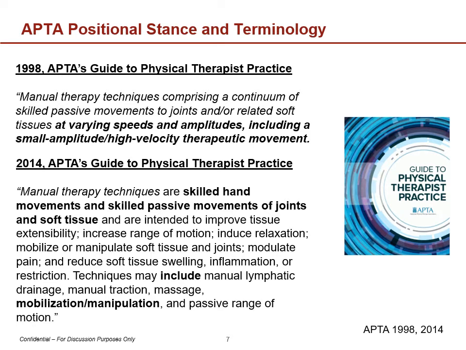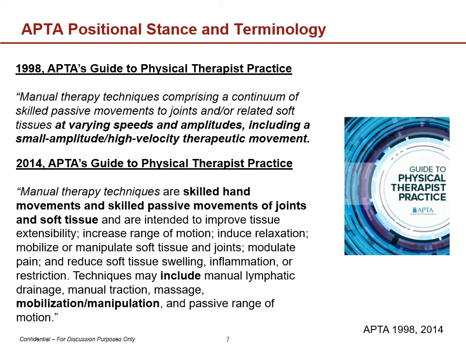Let's take a look at the APTA's positional stance and terminology. In 1998, the APTA published the Guide to Physical Therapy Practice. In that practice guide, they specifically mentioned manual therapy techniques comprising a continuum of skilled passive movements to joints and/or related soft tissues at varying speeds and amplitudes, including a small amplitude, high velocity therapeutic movement. So they specifically addressed the high velocity, low amplitude movements in their manual therapy techniques.